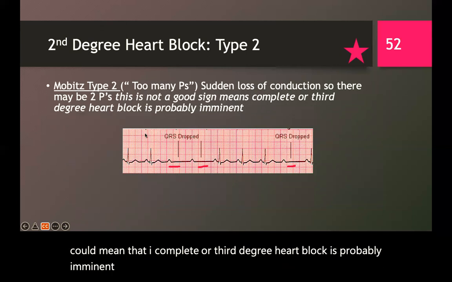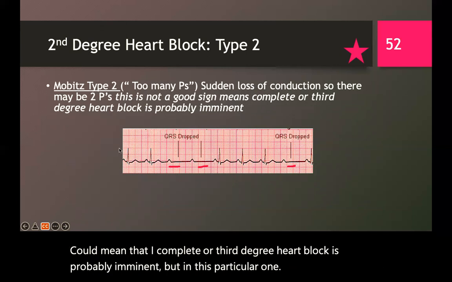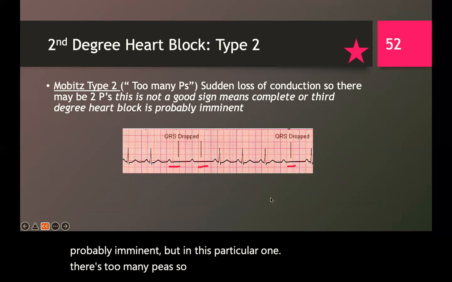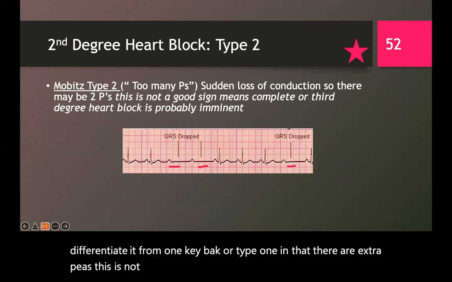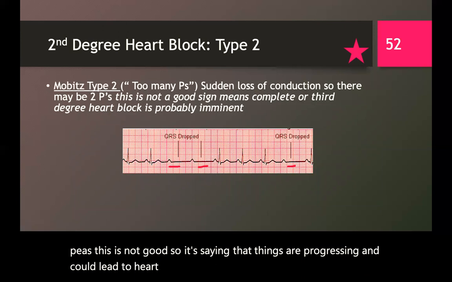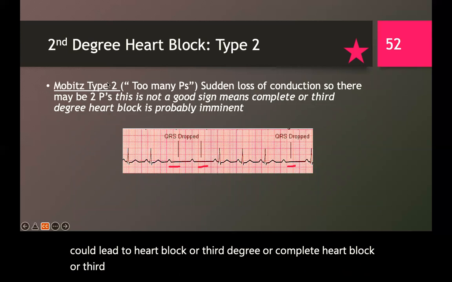But in this particular one, there's too many P's. So the best way to remember this and differentiate it from Wenckebach or type 1 is that there are extra P's. This is not good. It's saying that things are progressing and could lead to third degree, a complete heart block. So again, too many P's is Mobitz type 2. That's how you want to remember it.